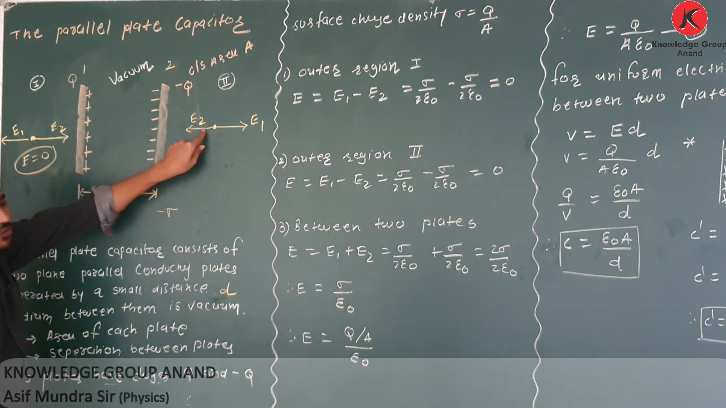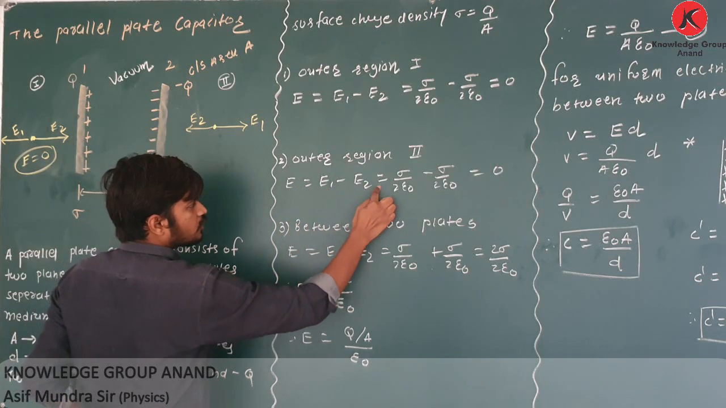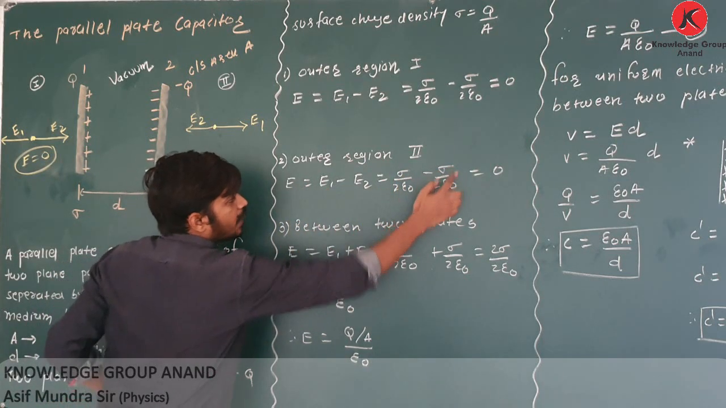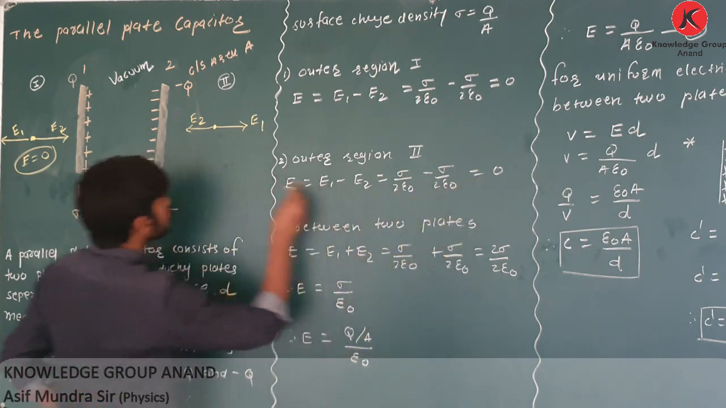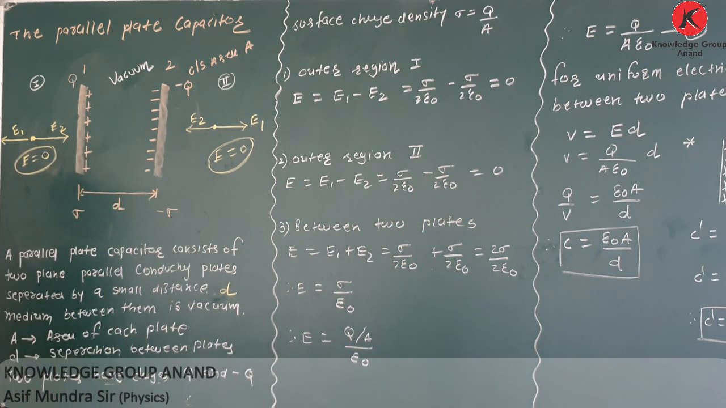They both are in opposite directions. So in the outer region, the electric field is E = E1 - E2 = sigma upon 2 epsilon 0 minus sigma upon 2 epsilon 0. Your answer is 0. E is equal to 0.